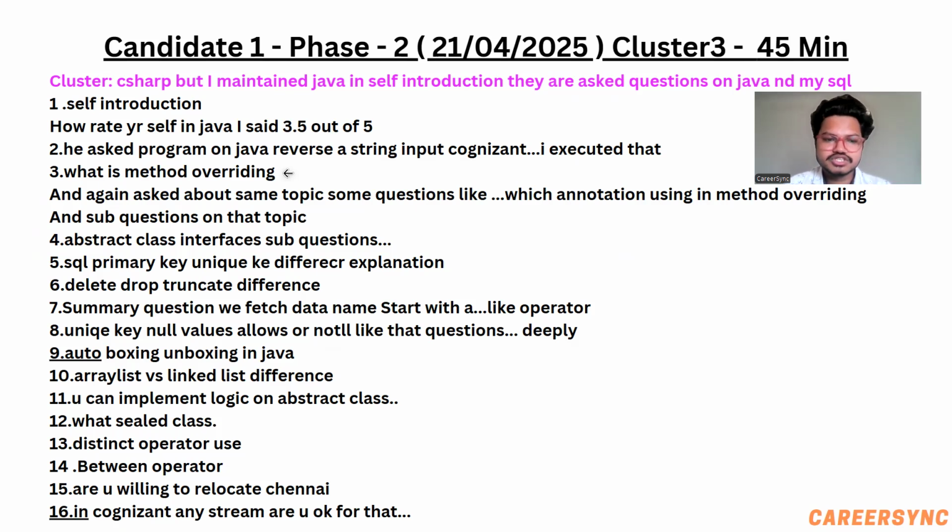Autoboxing and unboxing in Java, ArrayList versus LinkedList and the difference between them. Can you implement logic in an abstract class? What is a sealed class? DISTINCT operator, BETWEEN operator. Are you willing to relocate to Chennai? And in Cognizant, any stream, are you okay with that? Here, any stream means any technology you are going to work on. So are you able to do that? This is the main reason for this question.